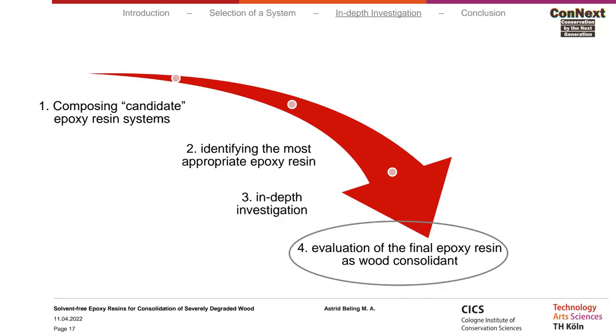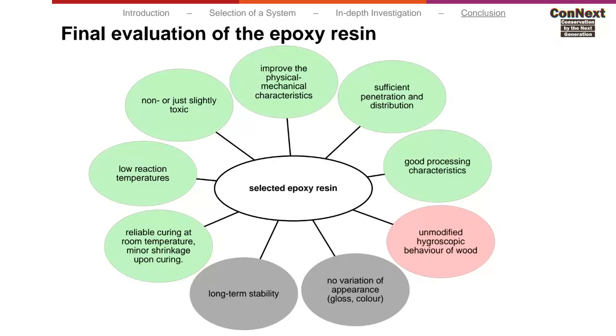And now I will move on to the last point, the evaluation of the selected epoxy resin. The selected epoxy resin is low in viscosity and has a reliable slow cure rate with low and object-harmless reaction temperature at ambient temperature. And it has a good processability and a sufficient penetration distribution in the investigated pattern of damage. So no solvents for lowering the viscosity are needed.